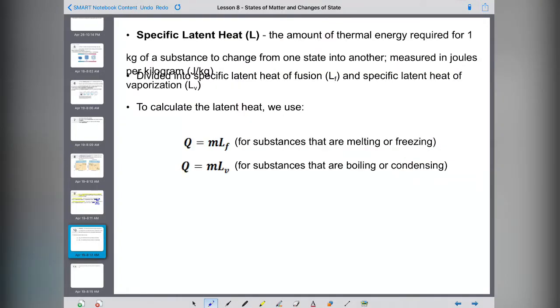And the equations for them, these are the two new equations. Q equals mLf when it's melting or freezing, and Q equals mLv when boiling or condensing. And just like always, your mass has to be in kilograms. What unit do you think Lv would be?